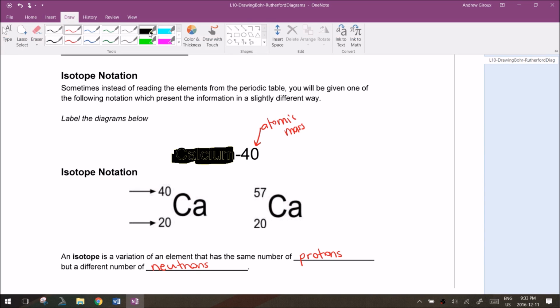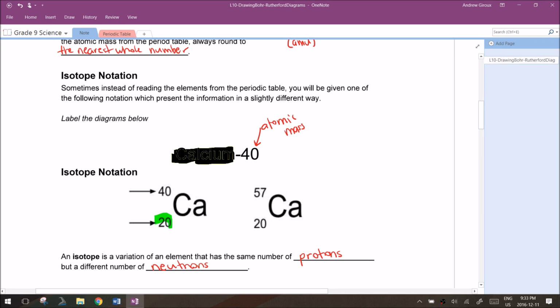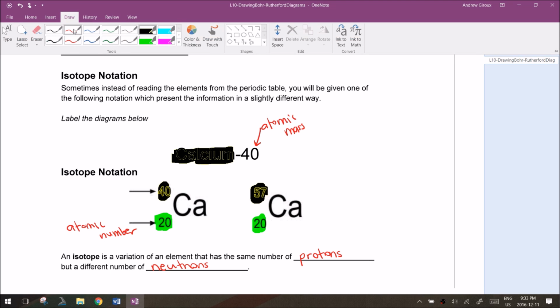So let's take a look at what the information represents. So this first piece down here, notice it's the same in both. That's because this is the atomic number. The atomic number doesn't change. It's always 20, no matter which isotope we're talking about. The number at the top here does change. And that, in this case, is our atomic mass.